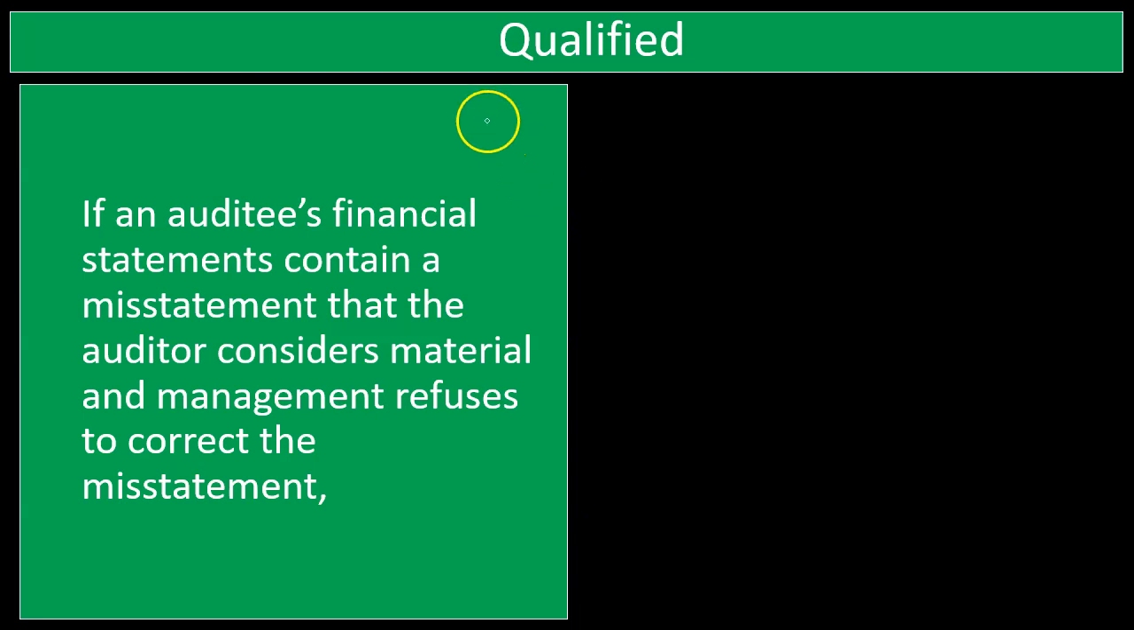So what if we do have a qualification? What if there's a problem? So we don't have the most standard, there's a qualification. So this is another type of audit report. We're going to have to qualify our opinion then, if an auditor's financial statements contain a misstatement that the auditor considers material and management refuses to correct the misstatement.